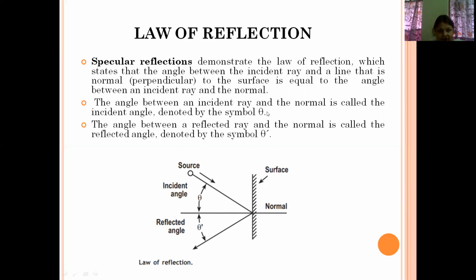So the angle between the incident ray and the normal is called the incident angle. It is denoted as theta. And the angle between a reflected ray and the normal is called the reflected angle, that is denoted as theta dash.